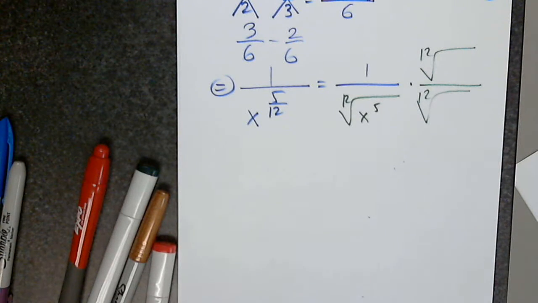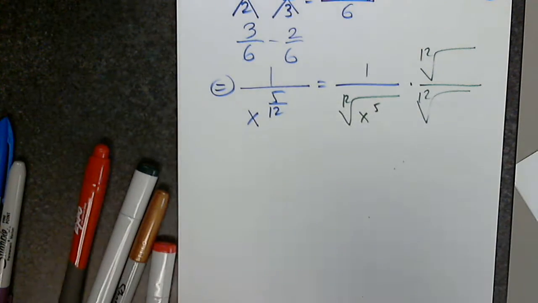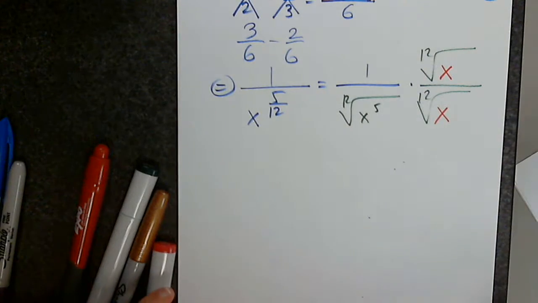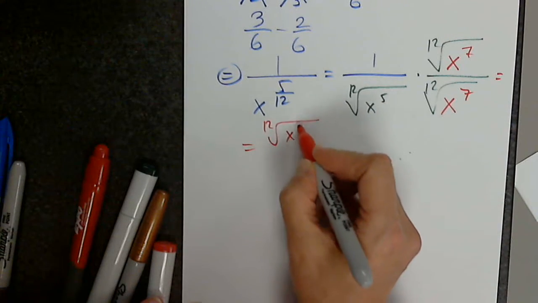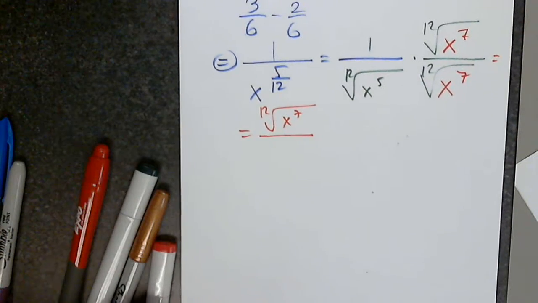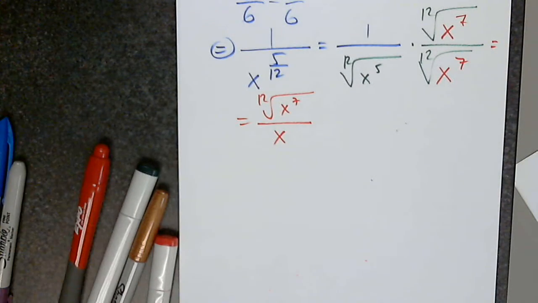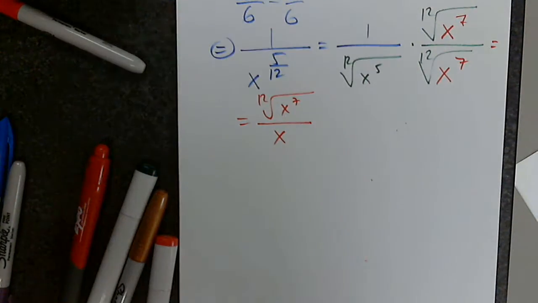How many should I have total? How many x's should I have total since the index is 12 in order to eliminate the radical? 12. How many do I have? 5. How many am I missing? Excellent. So then the numerator is indeed the 12th root of x to the 7th. And what about the denominator? Exactly what we wanted. We wanted it to be x. That's how we came up with the 12th root of x to the 7th. Very good. Excellent. Well done.